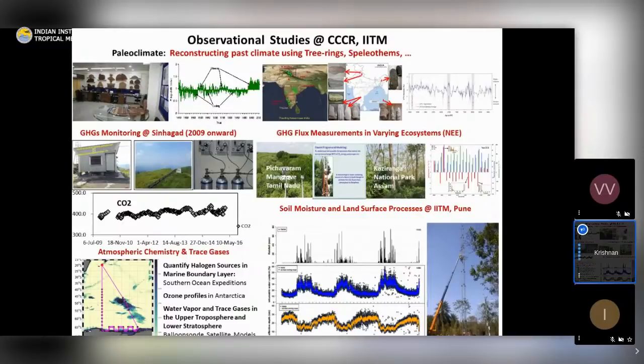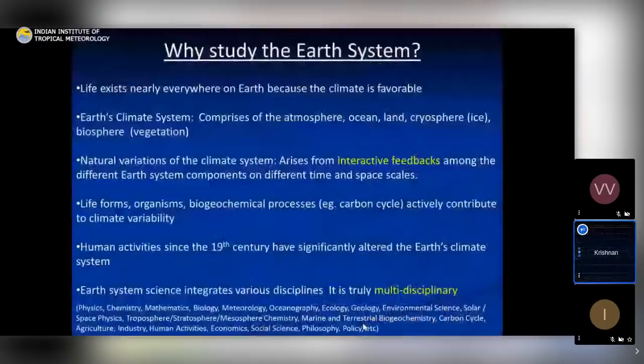As a part of this, we are also looking at water vapor and trace gases in the upper troposphere and lower stratosphere, trying to understand how these very small concentrations of water vapor, a greenhouse gas in the upper troposphere, how they vary and what happens during the summer monsoon season when the monsoon convection takes these trace gases all the way into the UTLS region. This is done through balloon sondes, satellites, and model simulations. So this is a quick summary of the observational activities.